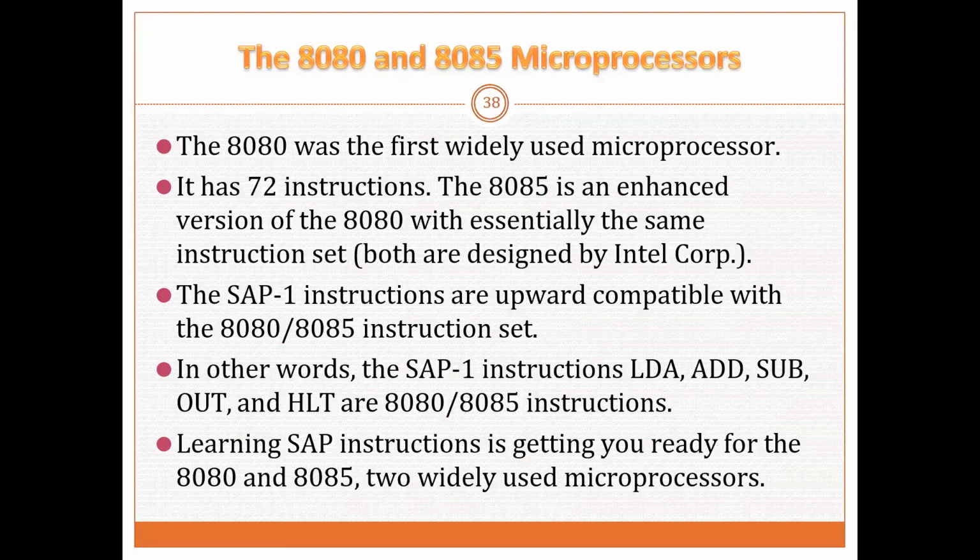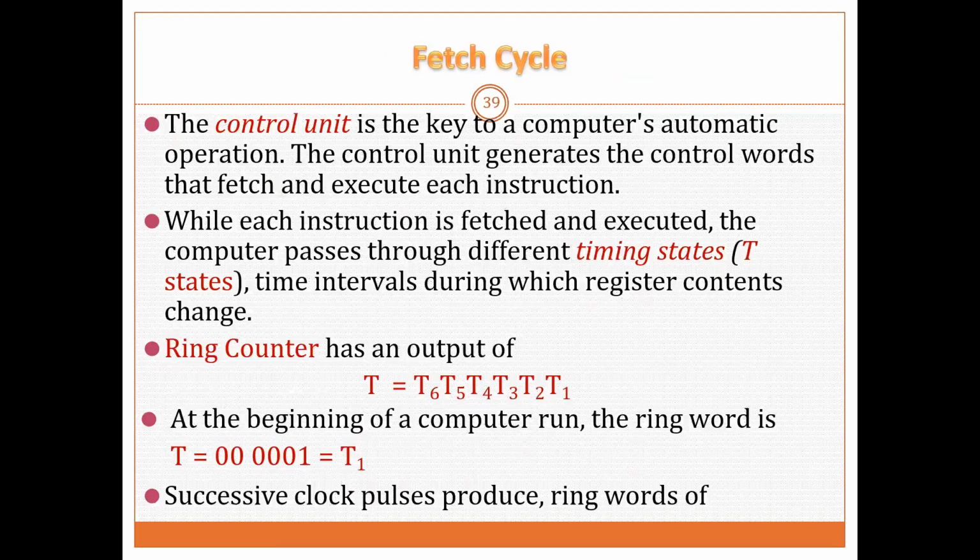The 8080 and 8085 microprocessors. The 8080 was the first widely used microprocessor. It has 72 instructions. The 8085 is an enhanced version of the 8080 with essentially the same instruction set. Both were designed by Intel Corp.